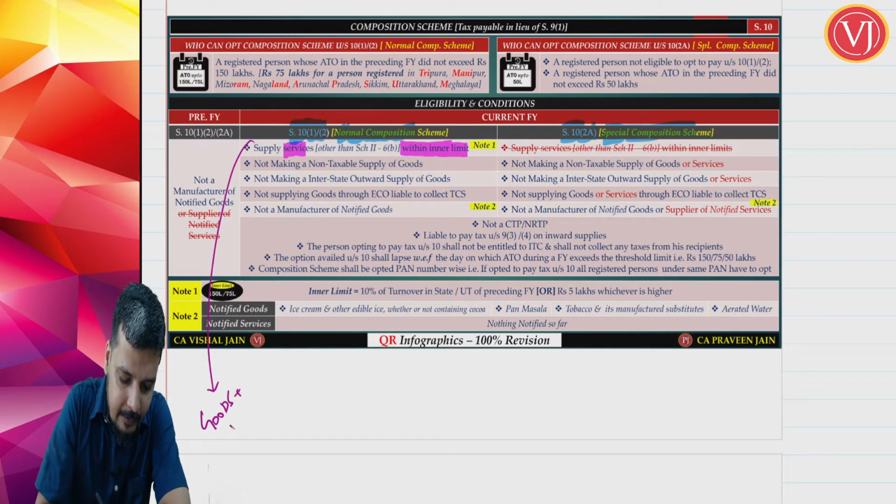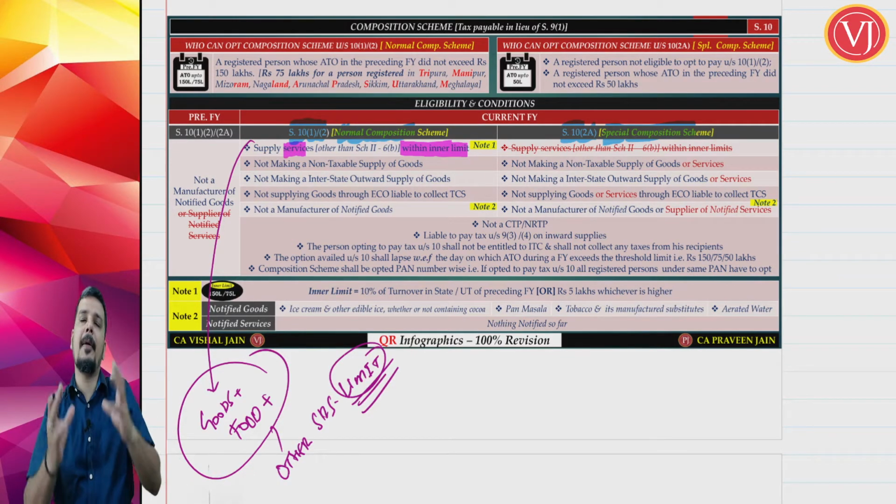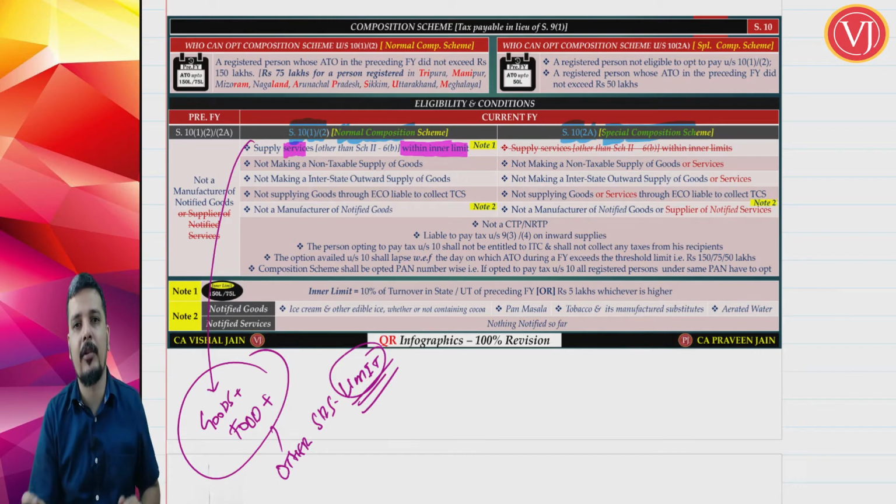Now basically I can write here, you're talking about goods plus food related services plus other services within the limit. Other services, there is a limit. There is a particular limit. It cannot be beyond a particular amount. It should be a very small portion.